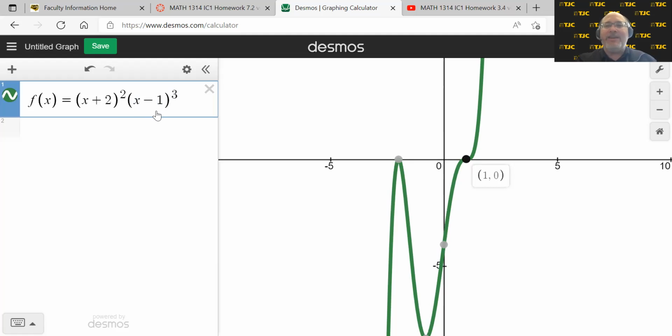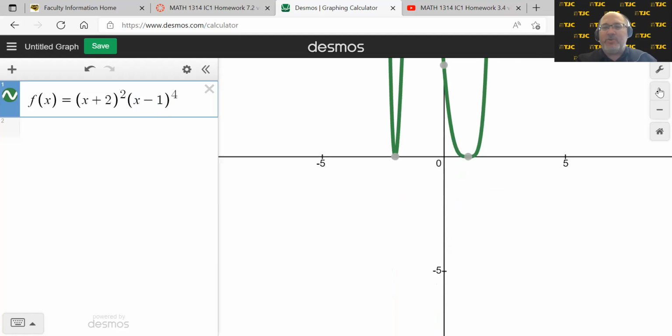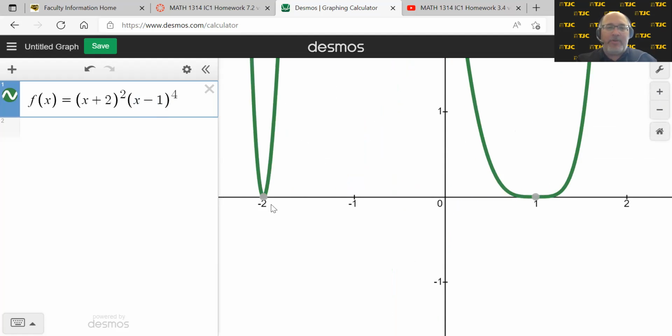Now you might start thinking, is it because 2 is even and 3 is odd? Well, we could check that. If that is correct, then if I change that 3 to an even number, we should touch the x-axis at 1 again. Let's try changing the 3 to 4. And it happened. It's a little flat there, but that's the consequence of the power being so high. 4 doesn't seem like a big number, but it is.